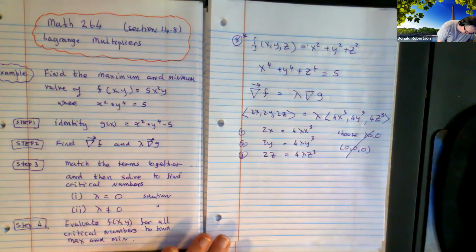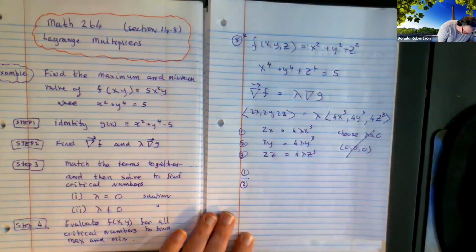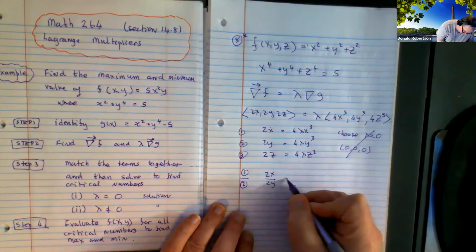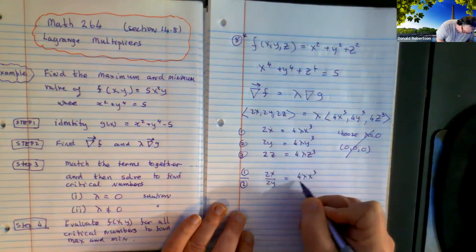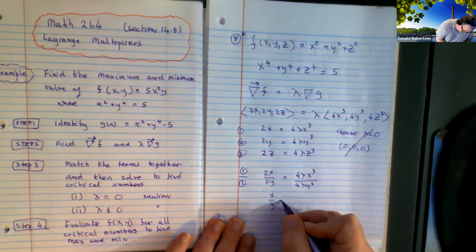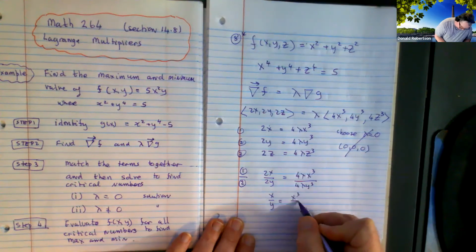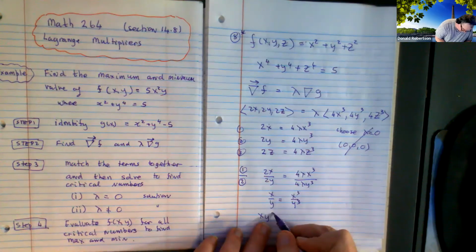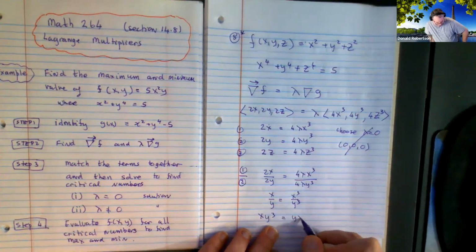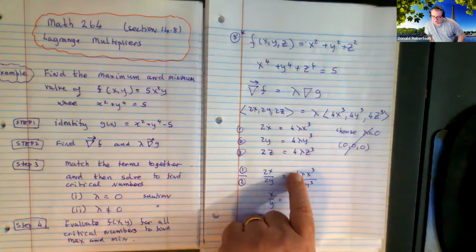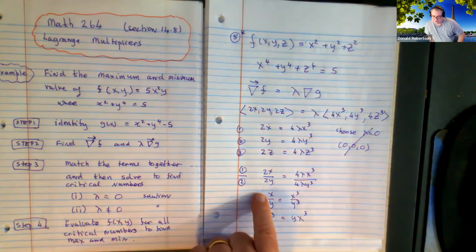I'm going to use this technique, the dividing guy. So if you divide this guy by this guy, you get 2x over 2y equals 4 lambda x cubed over 4 lambda y cubed. That becomes x over y, and that becomes x cubed over y cubed. And I believe I get x y cubed equals y x cubed. Agreed? Divide, simplify, divide, simplify, cross multiply.